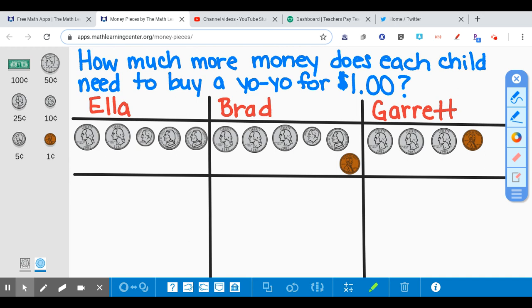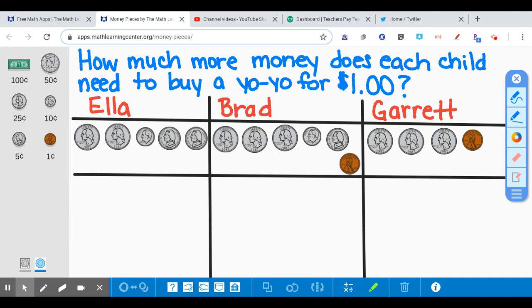So let's start with Ella. We're going to look at each child, see how much they have, and we're going to count on from that amount to reach $1. And we know that $1 is the same as saying 100 cents. So we're trying to get 100 cents or $1 for each child, adding to the amount that they already have.